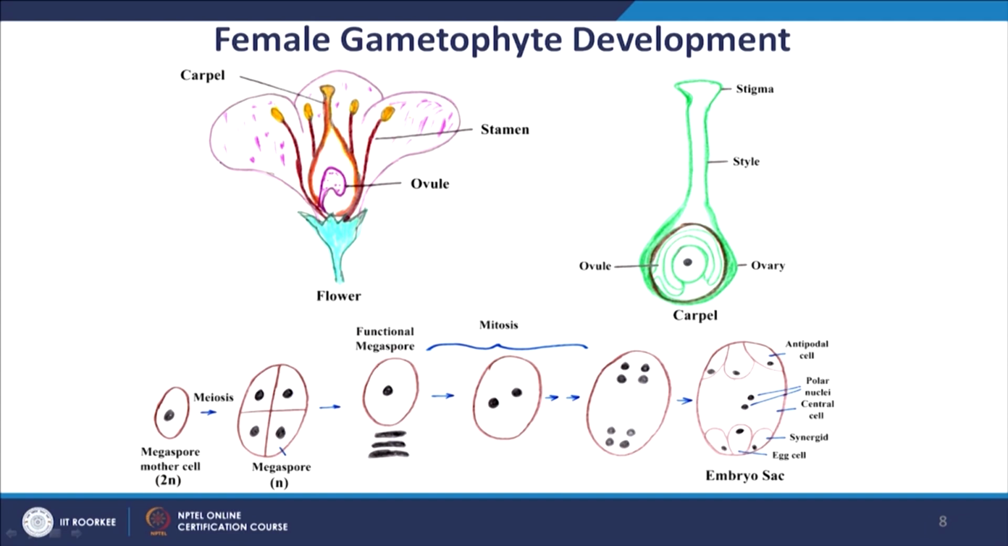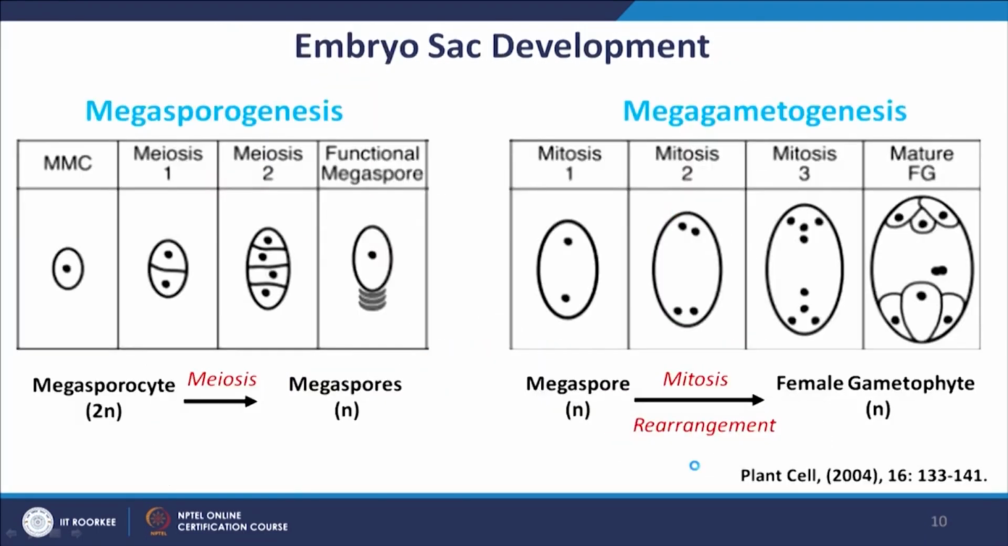Only one remains, which is called the functional megaspore, and this functional megaspore undergoes 3 rounds of mitosis without cytokinesis to generate a cell with 8 haploid nuclei, and later on these haploid nuclei get rearranged and make a structure called the embryo sac. This entire process of embryo sac development can be clearly divided into two stages. The first stage is megasporogenesis, where the megaspore mother cell divides through meiosis to generate a haploid functional megaspore.